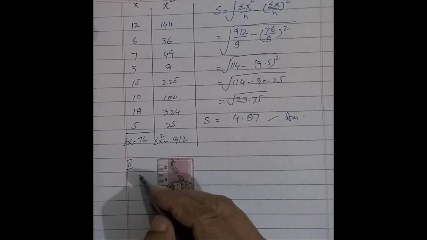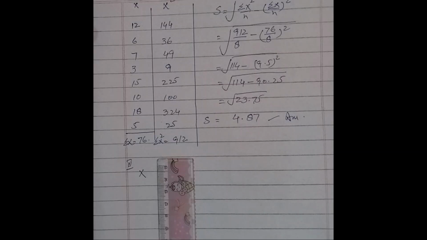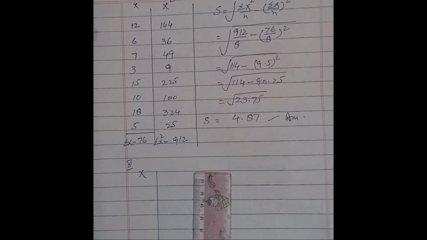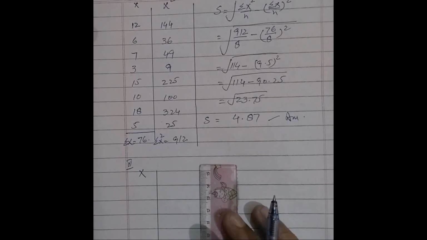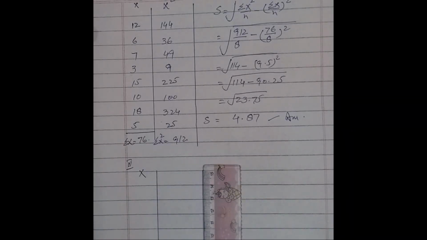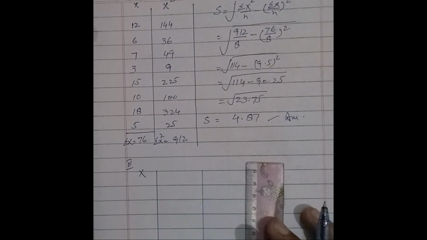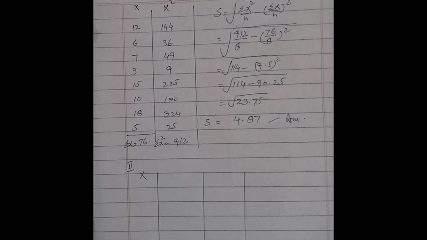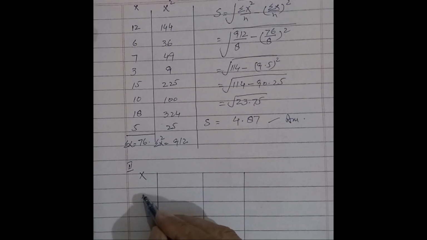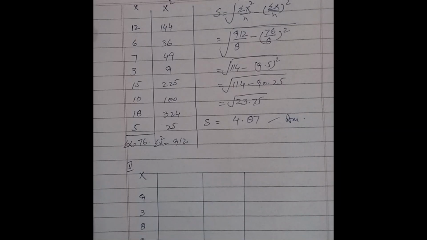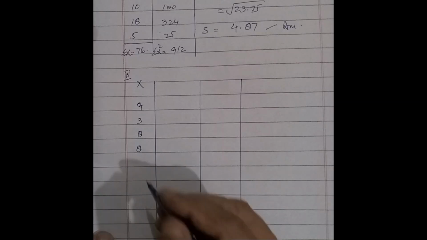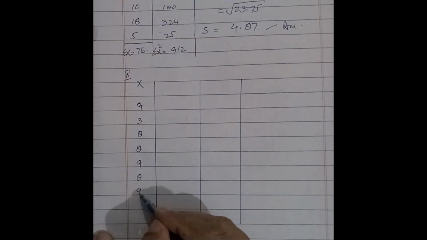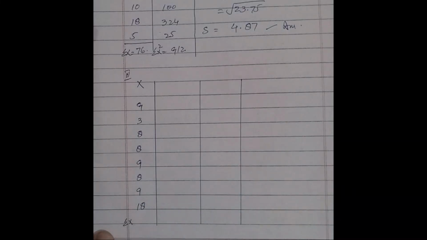In the next data, we have the values of x. First we write them as x. The values are 9, 3, 8, 8, 9, 8, 9, and 18. Then we find summation x, meaning the sum of these values, which is 72.